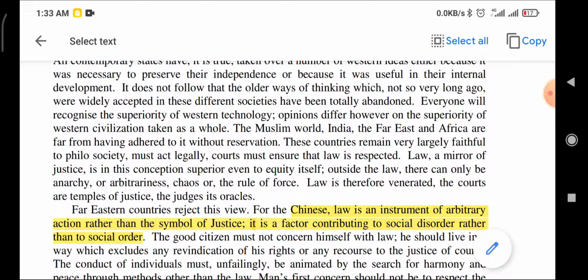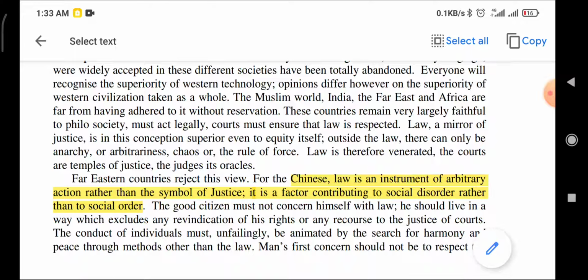For the Chinese, law is an instrument of arbitrary action rather than the symbol of justice. It is a factor contributing to social disorder rather than social order. The good citizen must not concern himself with law. He should live in a way which excludes any claiming of his rights or any recourse to the justice of the courts.